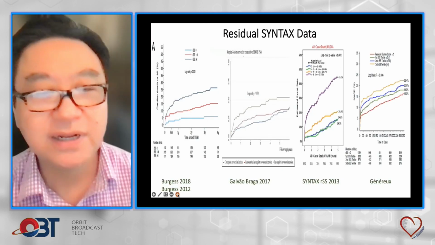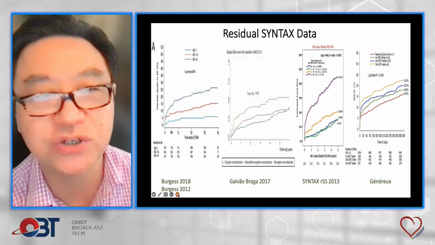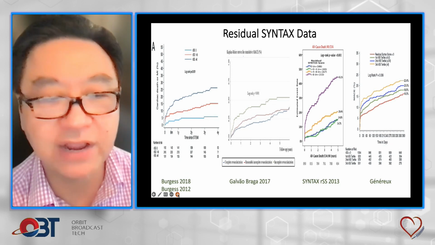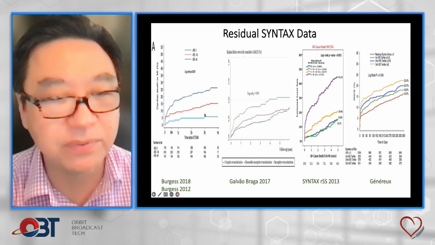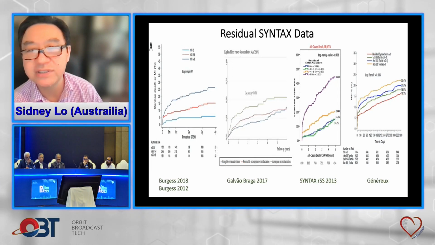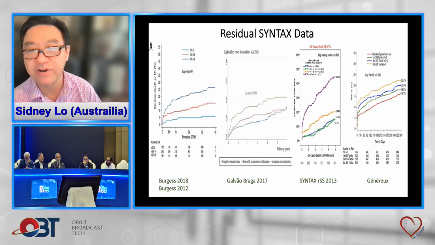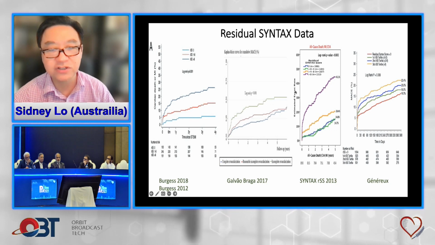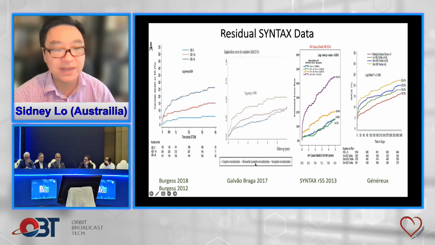But the description is a little bit difficult, and I think the best way of describing this may be the residual SYNTAX score, what you are left with that is not revascularized. Looking at many different studies, from Genereux and also Sonia Burgess from my own center, if the residual SYNTAX score is above 8, there is significant myocardial ischemia or unrevascularized myocardium leading to adverse cardiac events on long-term follow-up. You can see all-cause death, and particularly myocardial infarction, may be increased.